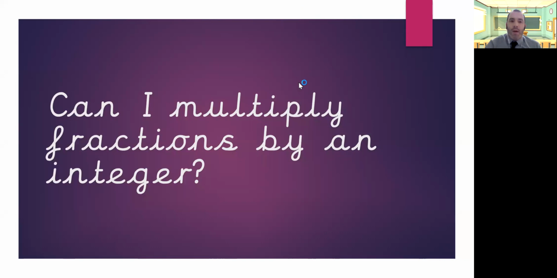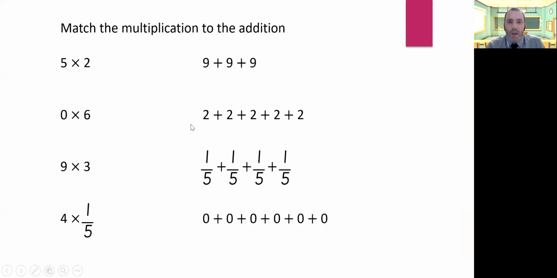Now, some vocabulary in our learning objective for today. Can I multiply fractions by an integer? So we need to remind ourselves that an integer is a whole number. 1, 2, 101, 1001. They're all whole numbers. There's no decimals involved with it.